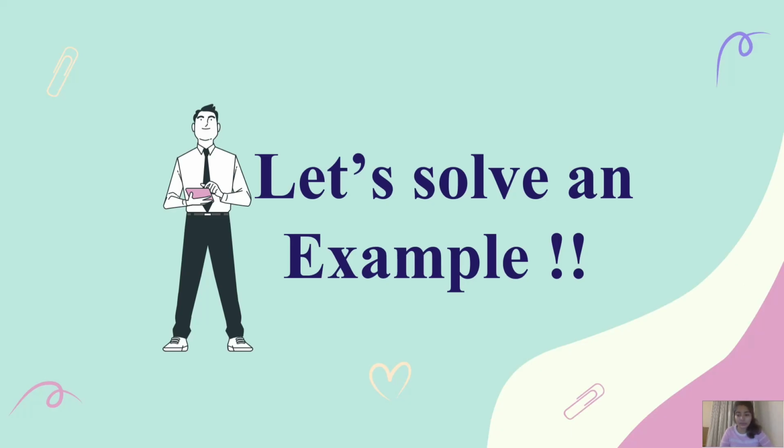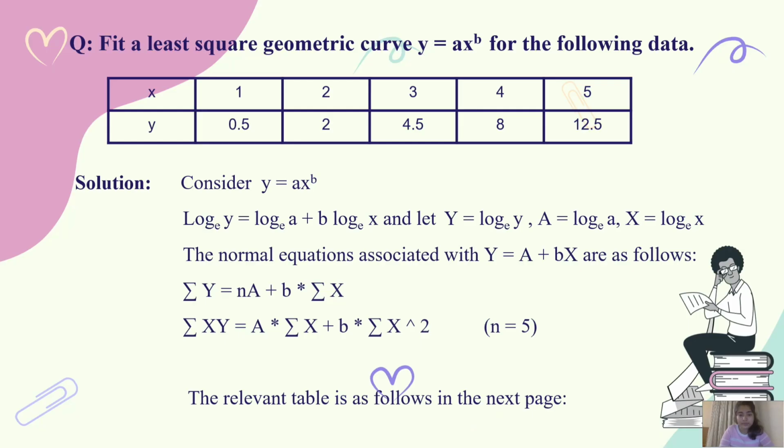So let's solve an example to understand this topic easily. The question is: fit a least square geometric curve y equals ax power b for the following data. We have the values for x and y. There are 5 values. So first let's consider the exponential curve, that is y equals ax power b. Then we'll take logs on both the sides. As we know, taking log on LHS gives log y base e, which equals log a base e plus log of x power b, which can be written as b log x base e.